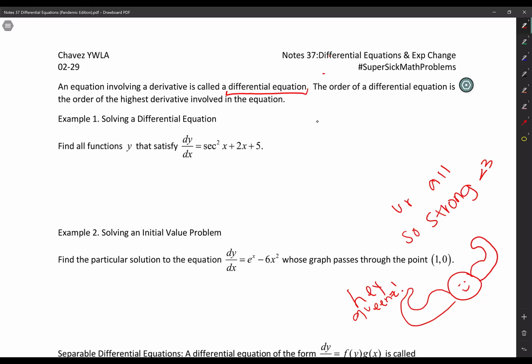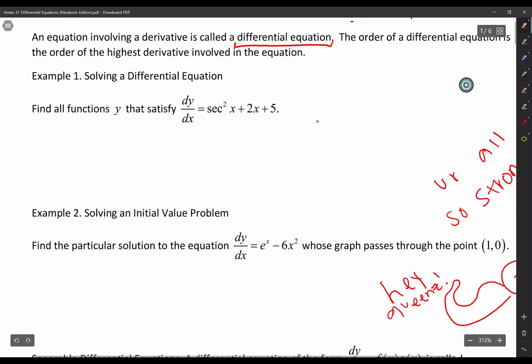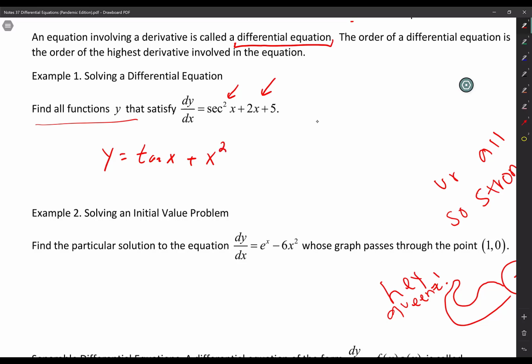All right, here we go. You've already been doing this. Nothing crazy. It says find all functions y that satisfy this equation. All you got to do is take the antiderivative, guys. Y equals the antiderivative of secant squared, which is tan x, plus the antiderivative of 2x, which is x squared. You can say 2x squared over 2, but hopefully by now we're able to just do it. The antiderivative of 5 is 5x, and don't forget the c.